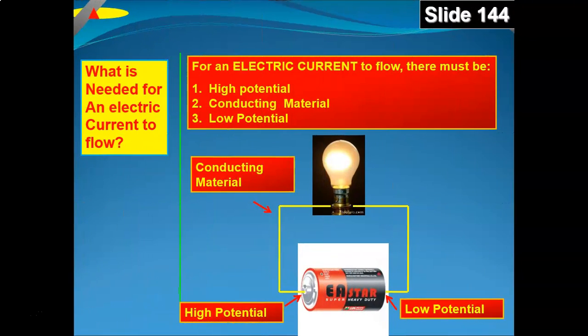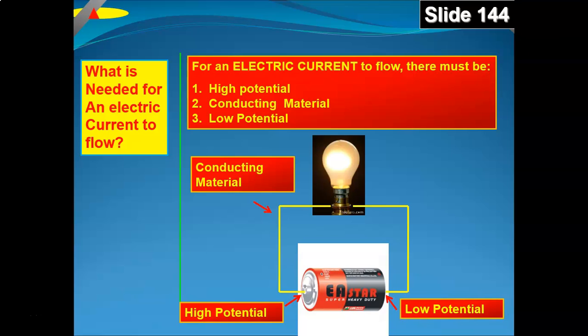What is needed for an electric current to flow? For an electric current to flow, there must be high potential, conducting material, and low potential. And so there you see a battery. It has a high potential end and a low potential end. And now what you do is the yellow line represents a wire coming out of each end of the battery. And if they go through something such as a light bulb, that will cause current to flow.